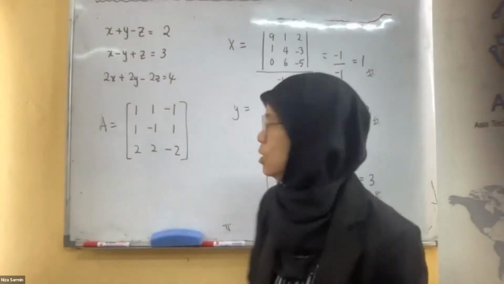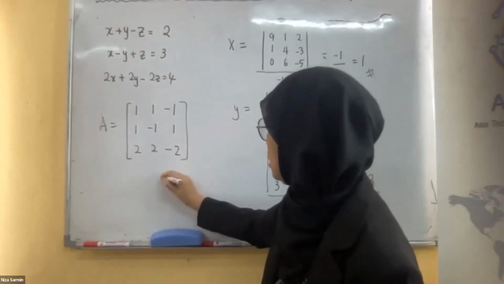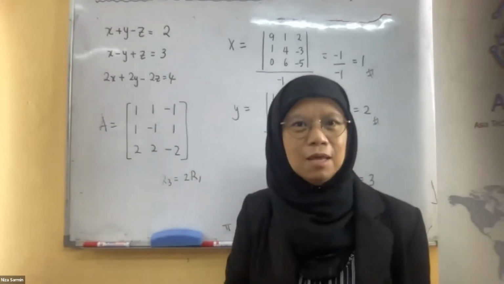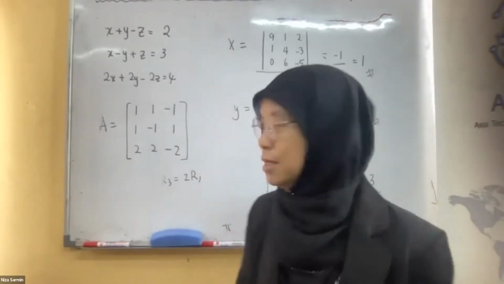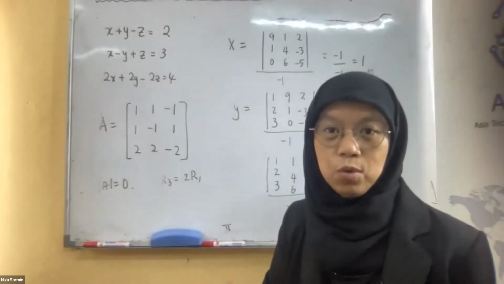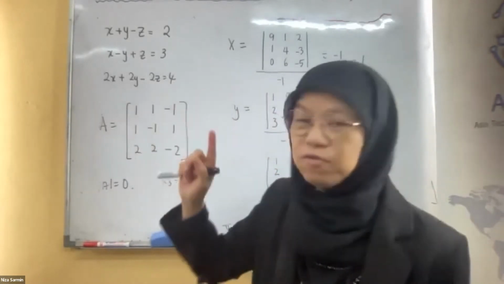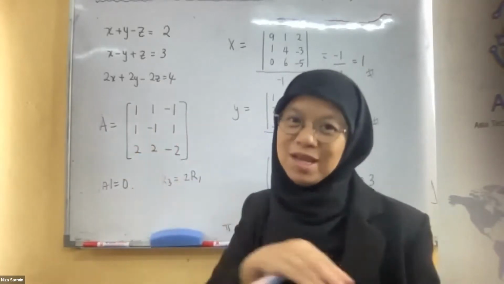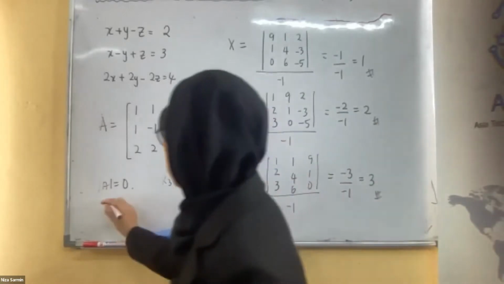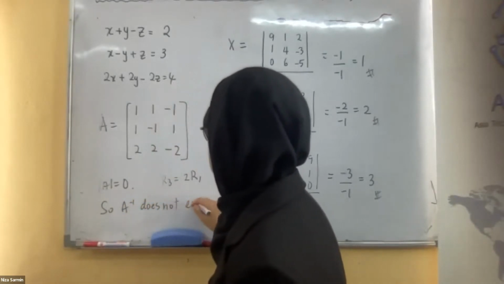And you see, row 3 is 2 times row 1. By the property of the determinant, the determinant is 0 if one row is a multiple of another. Or another reason: if you do negative 2 row 1 plus row 3, you get a row of 0, so the determinant is 0. So A inverse does not exist.